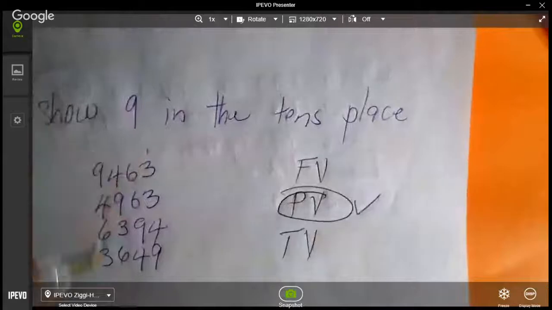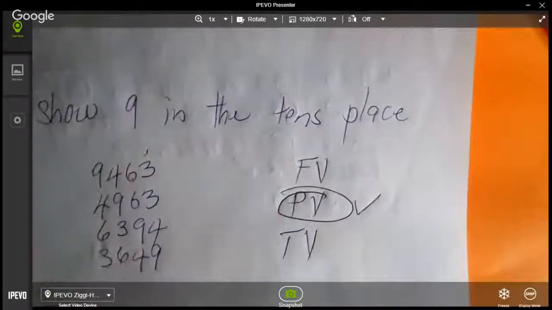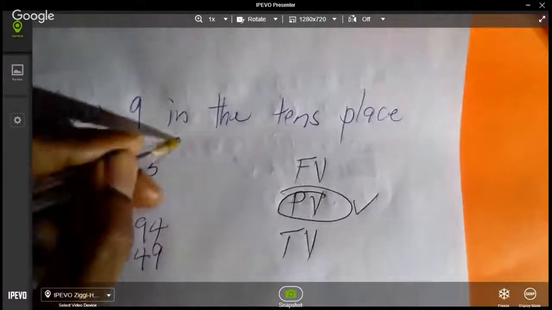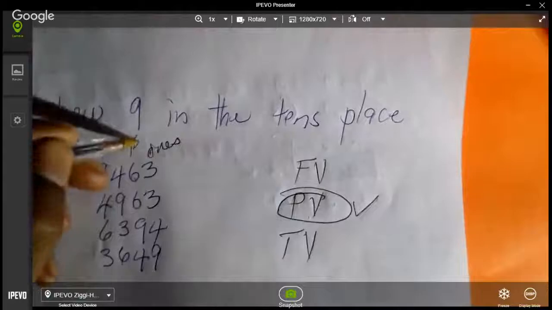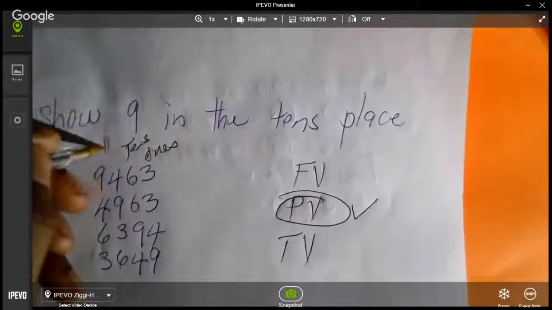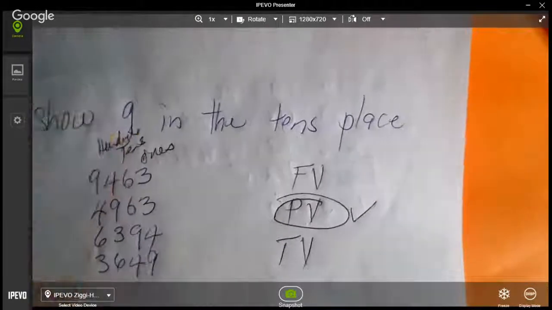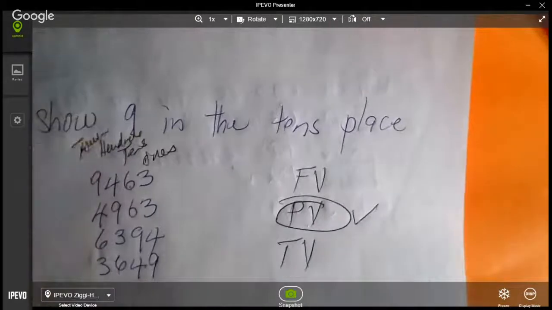The first digit here, the 3, would be in the what column? 1 column. They can also call it units. Good. The next column up would be the tens column. And the column to the left of that would be the hundreds column. And the next would be the thousands column. All right, very good. So let's go now.